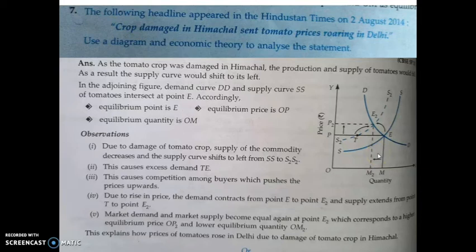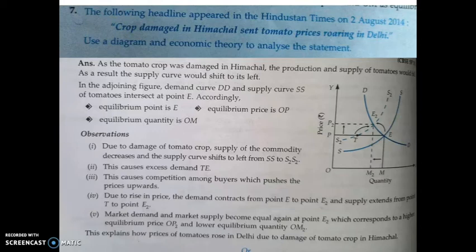So this explains how prices of tomato rose in Delhi due to damage of tomato crops in Himachal. This is the economic explanation of how the price of tomatoes rose in Delhi due to damage of the tomato crop in Himachal Pradesh.